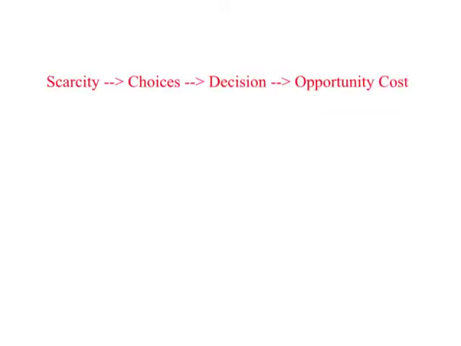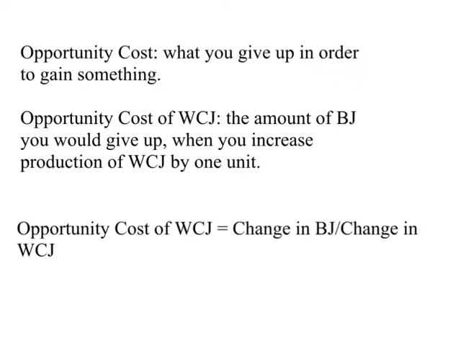What we discussed there is that because we face a constraint of resources, it could be time, it could be money, it could be factors of production, or what we call in economics scarcity of resources, we have a number of options available to us, and because of that we are forced to decide, and when we decide we incur a cost called opportunity cost. So opportunity cost is what you give up in order to gain something. This is the most general definition of opportunity cost.